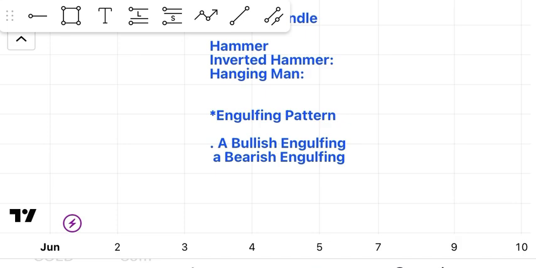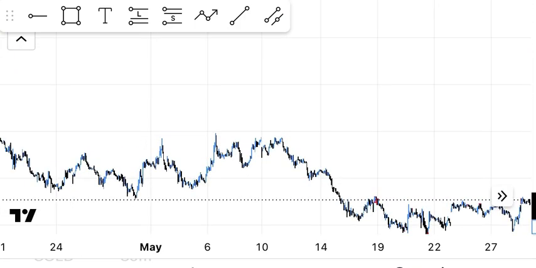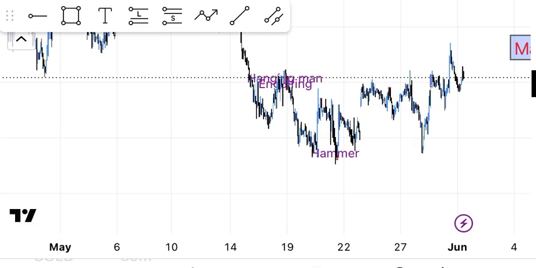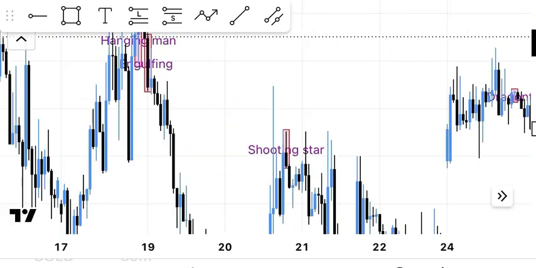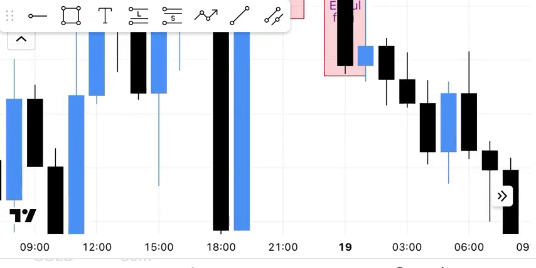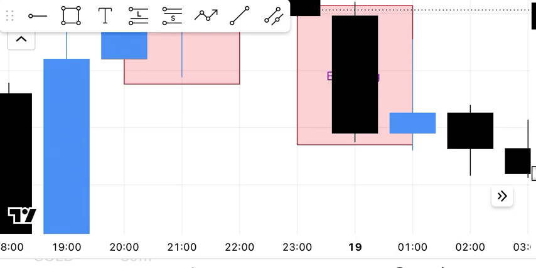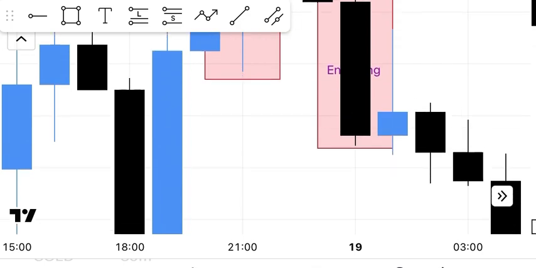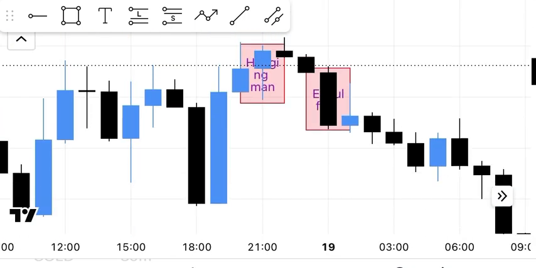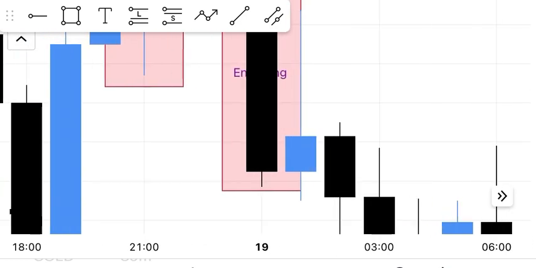Bullish engulfing, firstly, before I explain, let's spot it, and then let's explain how it looks like, what the usefulness of the candlestick is, and how it works in the market. So we have the bullish engulfing and we have the bearish engulfing. Let me explain the bearish engulfing first. Okay, let's go with the bearish engulfing.